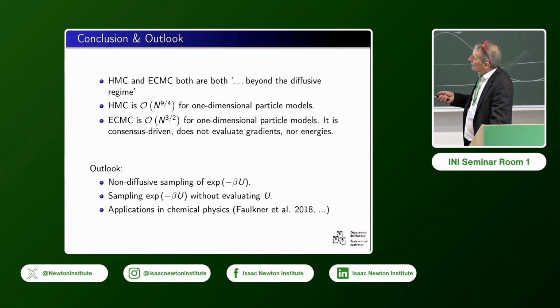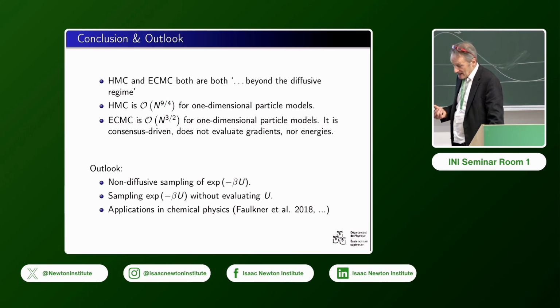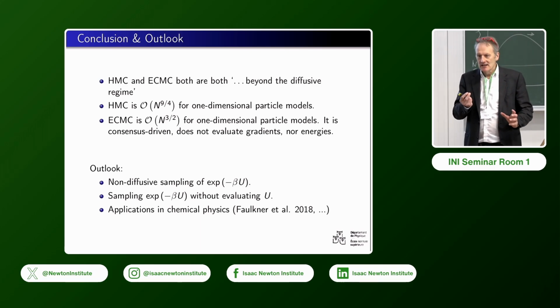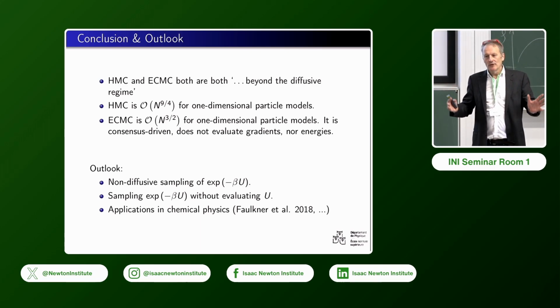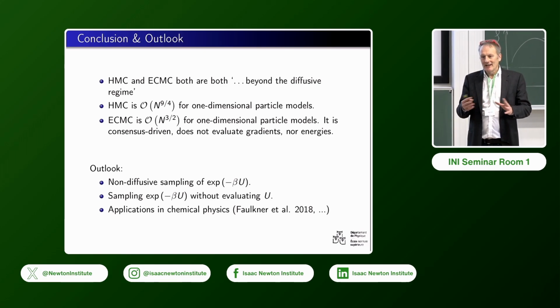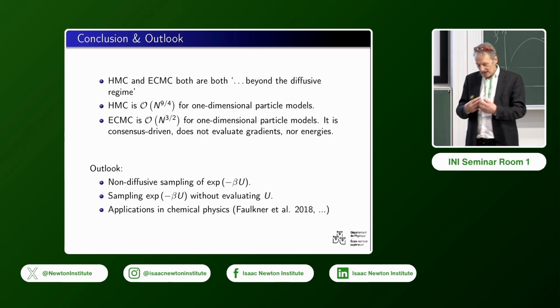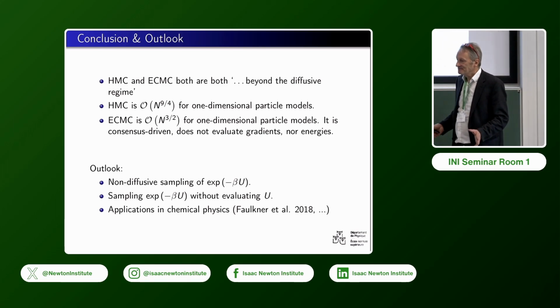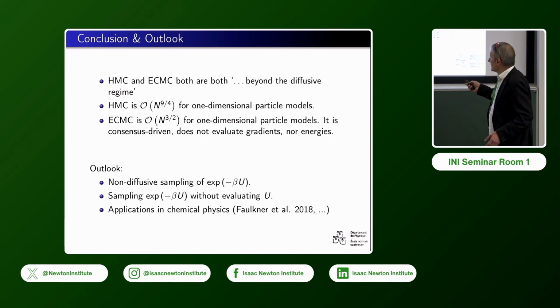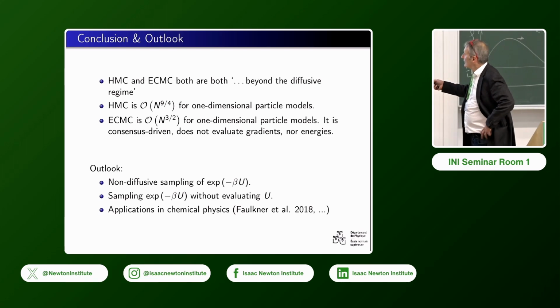Hamiltonian Monte Carlo is O of n fourth for the one-dimensional particle models. I would be very interested in discussing with you whether we can get this down, whether in this model there's a better way. But I don't see a way of doing it because whatever you do, you evaluate the gradient. If you evaluate the gradient, this essential parameter B is out. So we don't evaluate the gradient, and we have this n to the 3/2.